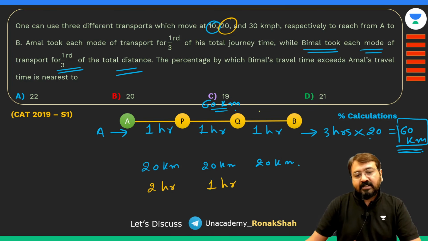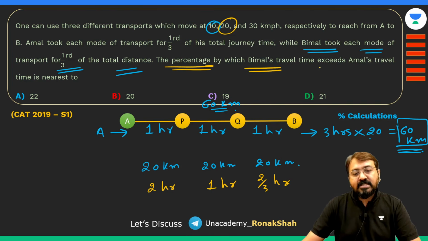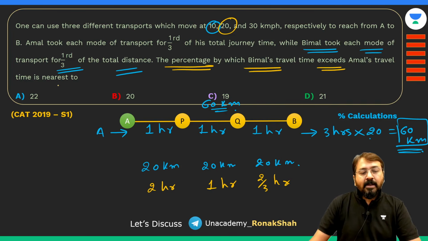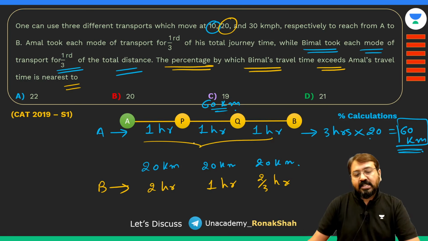And the third one at 30 km per hour, so he must have taken 2/3 hour time. Now what is our question? The percentage by which Bimal's time exceeds the Amal's time is nearest to. Okay, so this is Bimal's time and this is Amal's time. We know Amal has taken 3 hour, Bimal has taken 3 hour plus 2/3 hour extra.